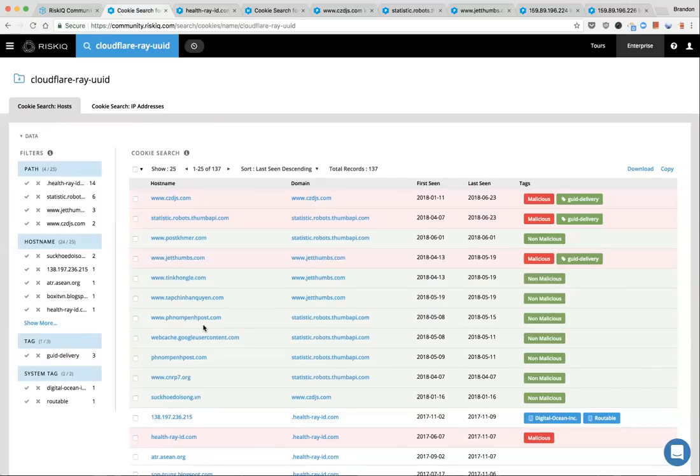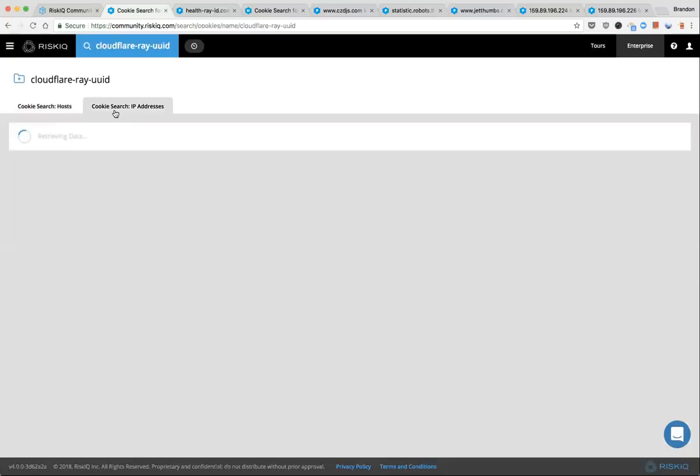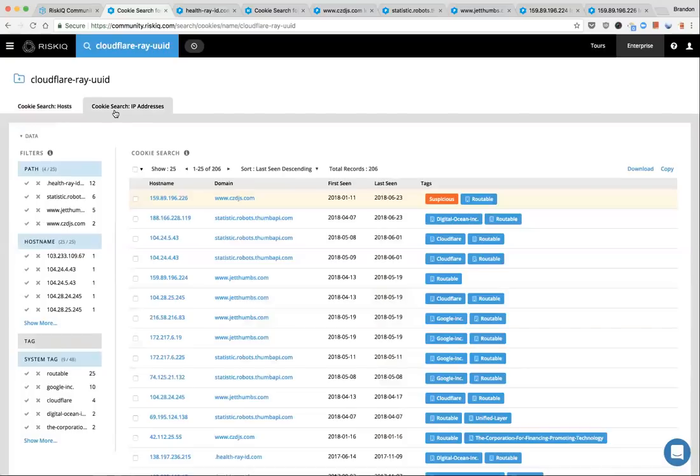So as an analyst, I'm looking at this and I'm saying, okay, these are probably related. Now, another tab that we can click on really quick as well is just looking at the IP address part of the equation. So again, we're seeing these domains come up, and then we're seeing the IP address that was seen delivering that cookie at the time.